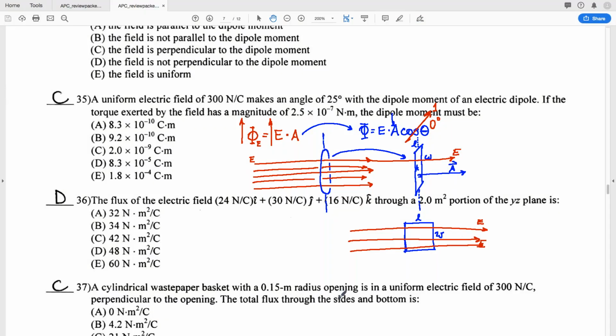So in a nutshell, just to recap, electric flux is the dot product of the electric field and the area vector. It's important to keep in mind that these are both vectors. The area vector is in a direction perpendicular to the plane. We can see that here.